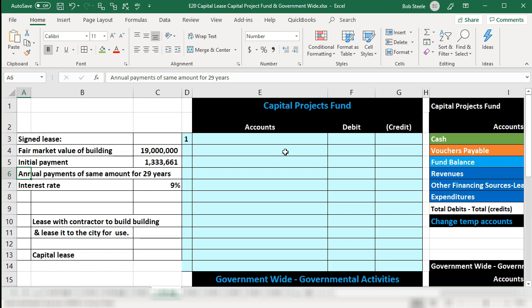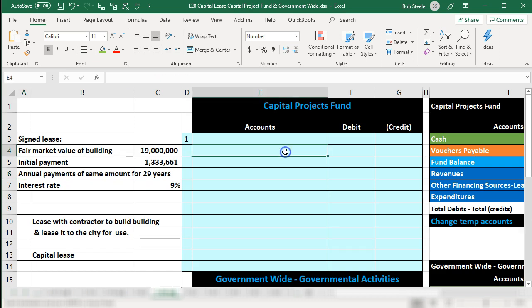So if we scroll back over, our information is going to be that we have a capital lease. This is going to be a capital lease for a construction project where we're going to hire a contractor in order to build a building, and then we're going to use that building in the form of a lease. So in essence, we have a capital lease set up in that we got the construction process of the building, and then once the building is constructed, it will be leased for a long period of time, and therefore we're going to put it on the books as a capital lease.